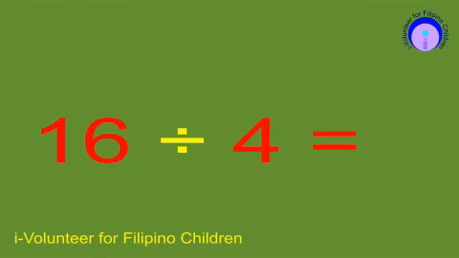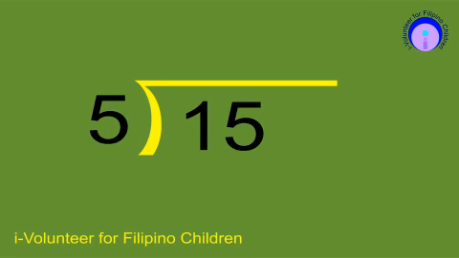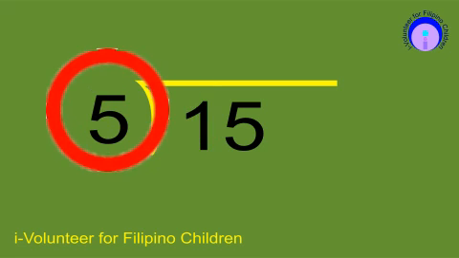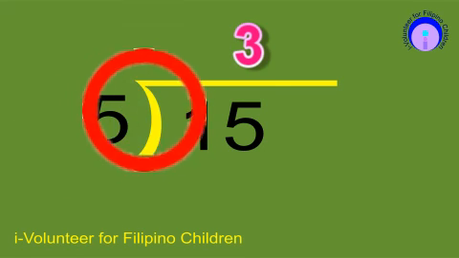Another example. 16 divided by 4. The correct way is 16 divided by 4 is equal to. And the last example I have encountered is 15 divided by 5. This should be read as 15 divided by 5 is equal to 3.